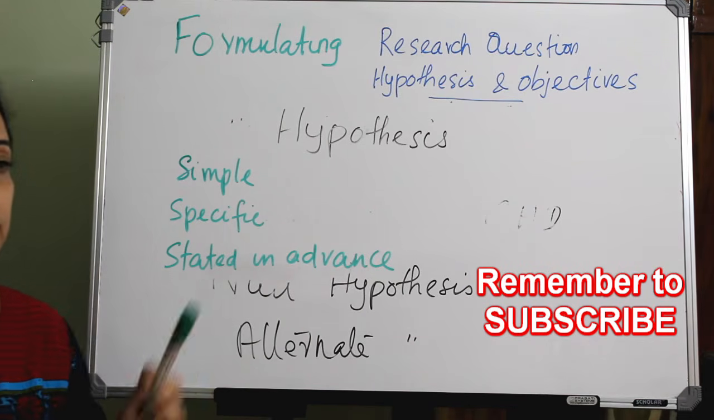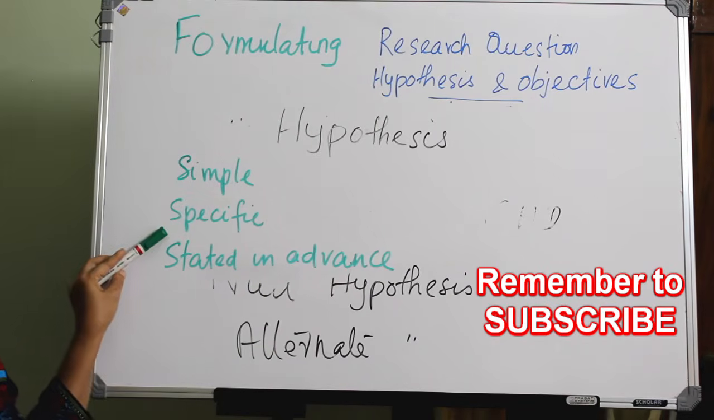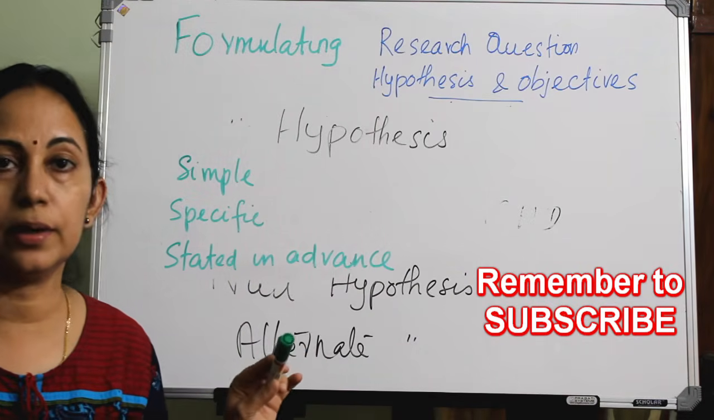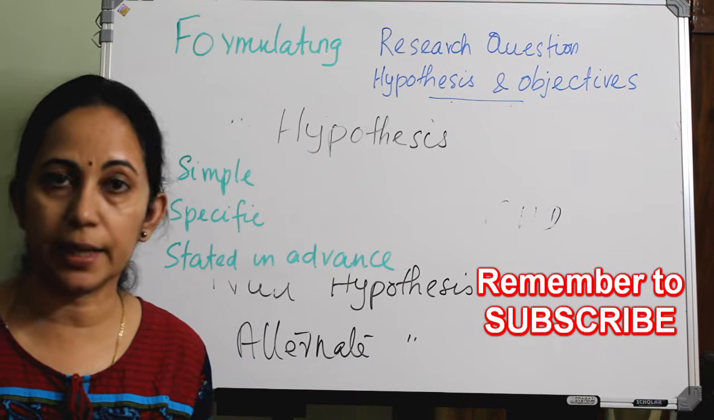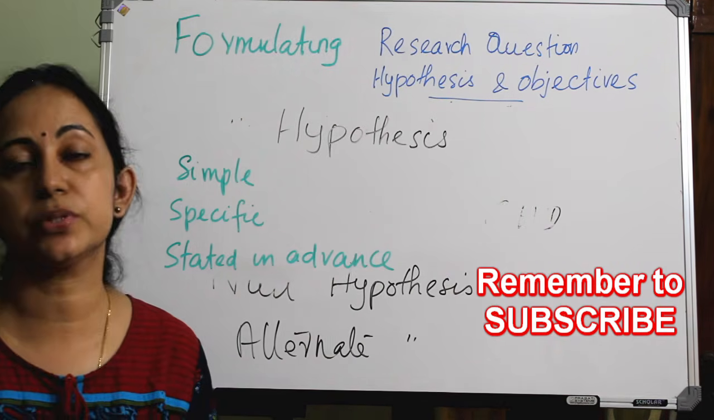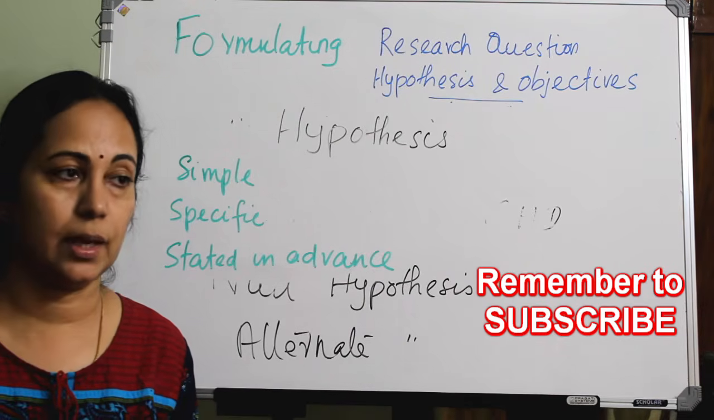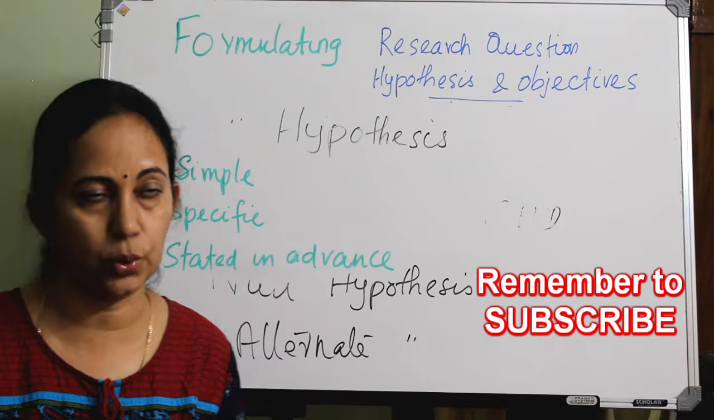Simple in the sense there is one exposure, one outcome. And specific, it should be specifically stated. All exposure, outcome, population and study time, all these should be very specific as already mentioned in the research question, and it is stated in advance before starting the study, at the time of formulating the research question. And usually these hypotheses are linked with the primary objectives also.